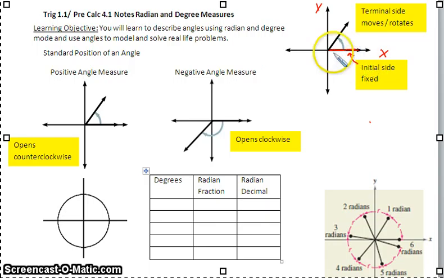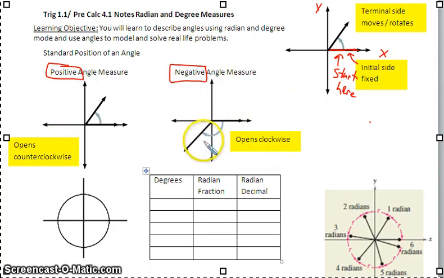Whenever you draw an angle, you always start there on the positive x-axis. Always start here, okay? It doesn't matter what size your angle is, you're going to start here always. Then you're going to either open counterclockwise or clockwise, depending on whether you have a positive angle or a negative angle. Okay, we'll get into that a little bit more in just a minute. So depending on which way you open, we'll tell you whether it's positive or negative.